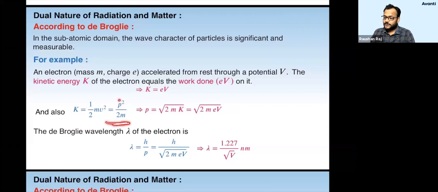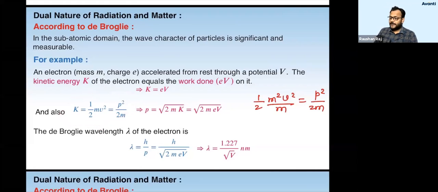कैसे मिला P square by 2m बच्चा लोग? तो you must have studied this half into m square v square divided by m. So m square v square is nothing but p square. So you can write p square by 2m is what? The kinetic energy. So kinetic energy can be written as p square by 2m. So p can be written as square root of 2m into k. If you bring this 2m here, it will multiply here, है ना? And then take the square root. So p will be square root of 2m into k.